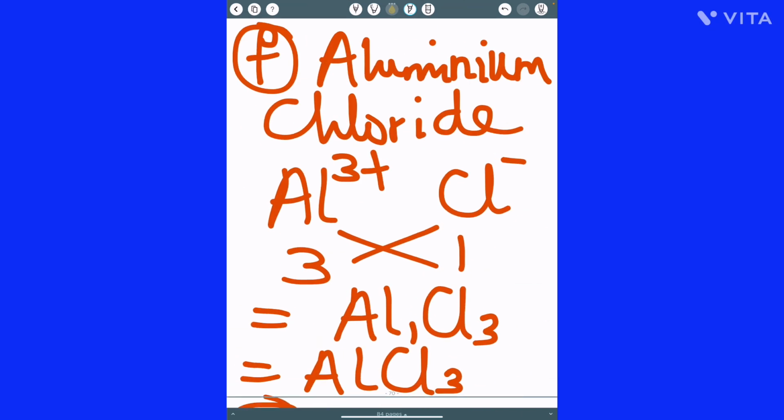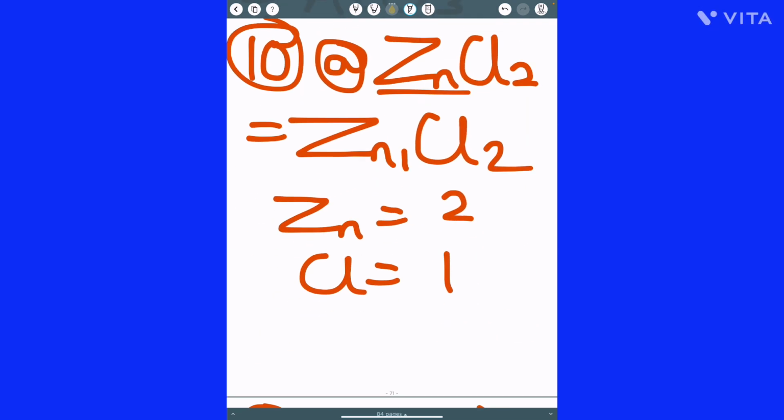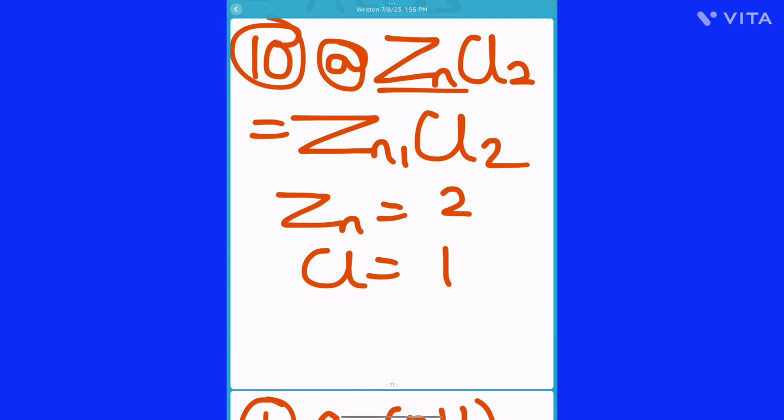F is aluminum chloride. Aluminum is charged 3 plus. Al3+ and Cl- come together to form this compound. 3 will be the valency of aluminum. 1 is the valency of chlorine, so Al1Cl3. Al1Cl3 will give me AlCl3. I don't need to write my one. Zinc chloride. Okay, that's the end of question 11.